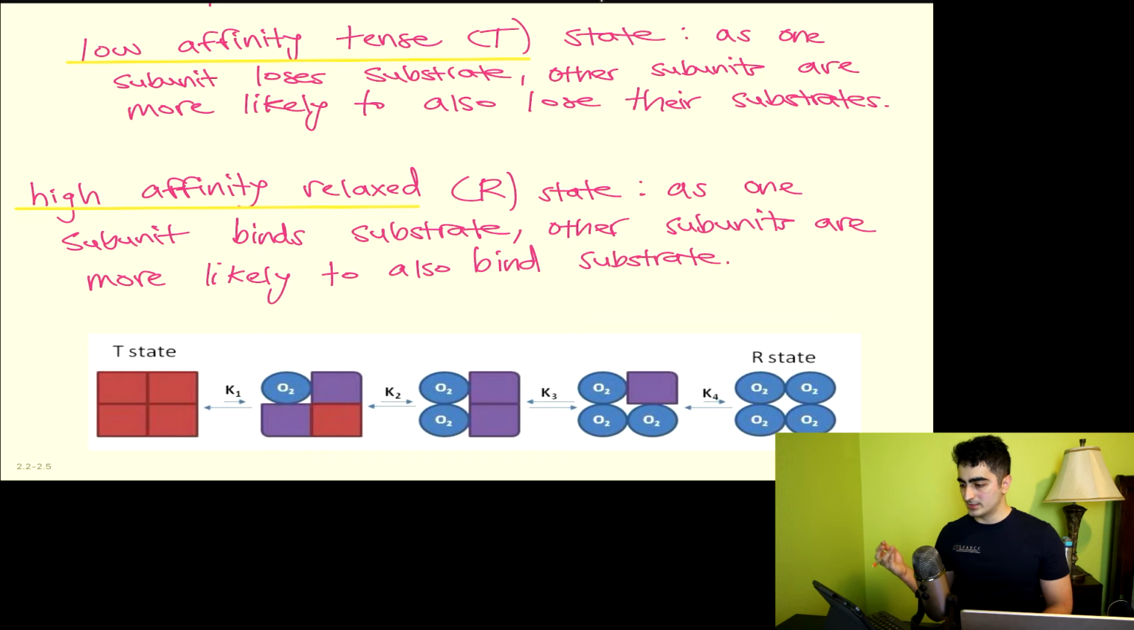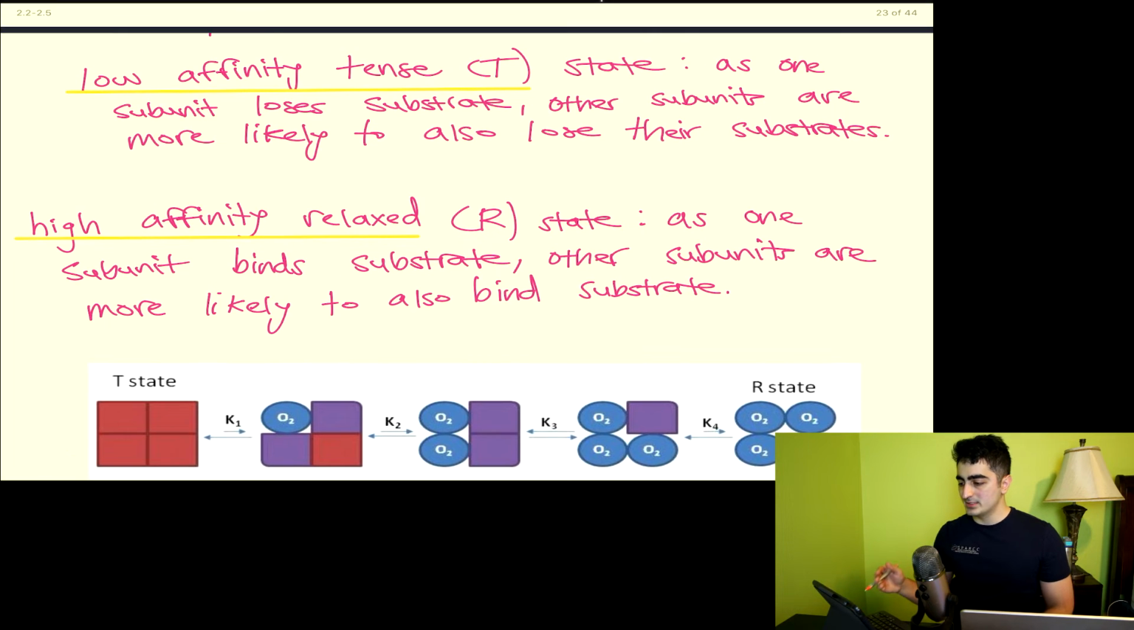So these cooperative enzymes have a low affinity state and a high affinity, relaxed state. So we call the low affinity state tense, and we call the high affinity state of the cooperative enzyme relaxed, or R. So the tense state is as one subunit loses substrate, other subunits are more likely to also lose their substrates. They lessen their affinity for the substrate. High affinity relaxed state, as one subunit binds substrate, other subunits are more likely to also bind the substrate.